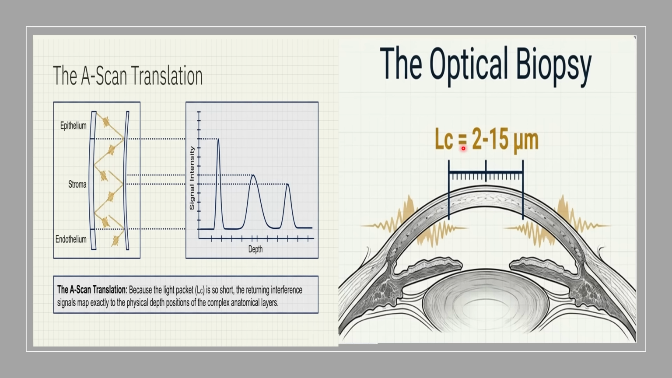Based on this coherence length, which is between 2 to 15 microns, we get the A scan that is propagated from the machine. Now, as you can see here, this is the cornea. The impulses will be reflected back from the epithelium, from the stroma, from the endothelium, and will be displayed as an A scan, like in the ultrasound. So the intensity of this reflection will be shown in this way. This is for the epithelium, this is for the stroma, and this is for the endothelium. This is the A scan.